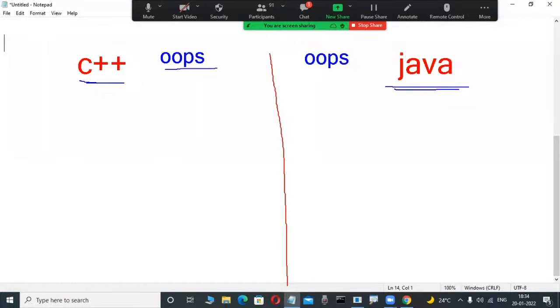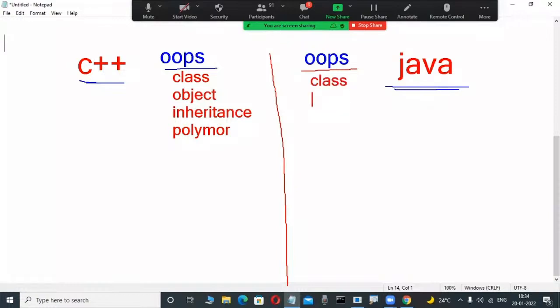Here OOPS concepts means maybe some fellows have an idea: class is a concept. Again, object is a concept. Again, inheritance is a concept. Observe here. Again, polymorphism is a concept. Maybe so many fellows have an idea. Same here also in Java, OOPS concepts: what is class? Okay, fine. What is object? Some concepts are there or not? What is inheritance? Again, what is polymorphism? So many concepts are there. That's why conceptually class, object, inheritance, polymorphism are conceptually same.